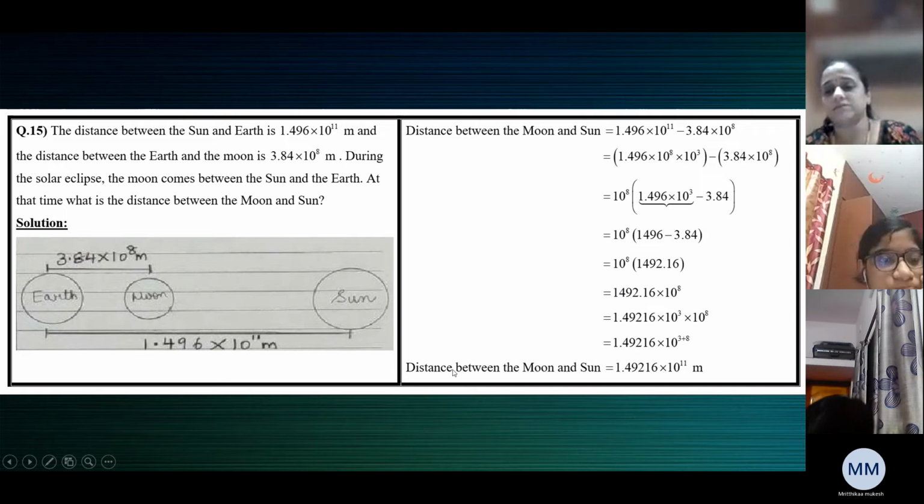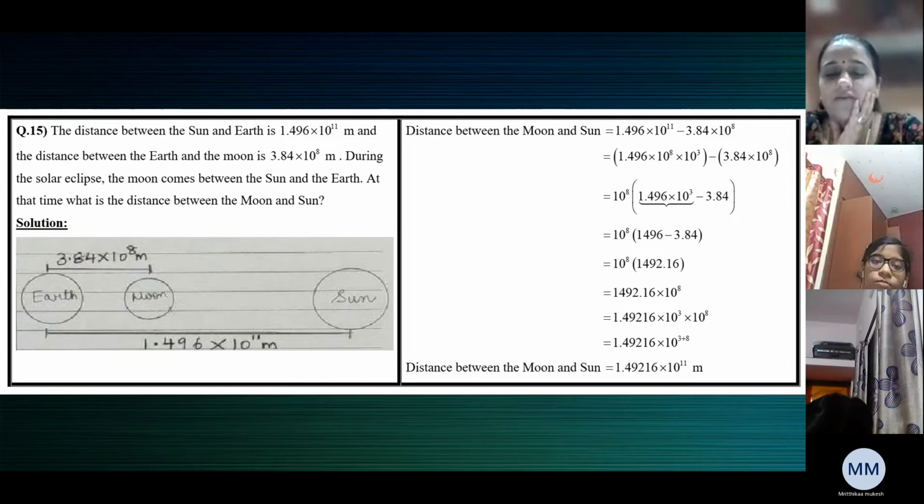So the final answer is 1.49216 into 10 to the power 11 meters.